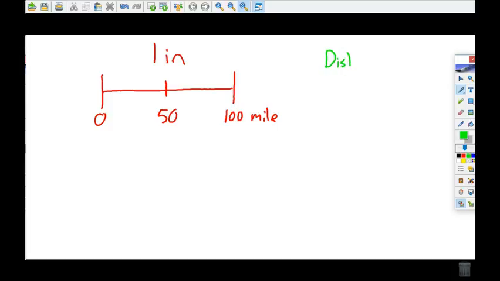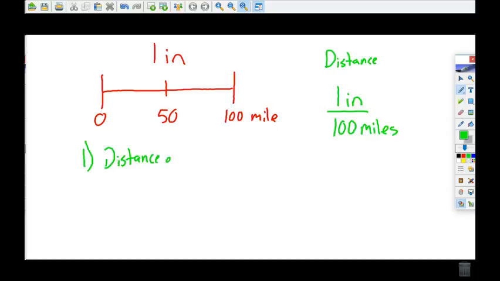Now, how do we represent that distance? Well, it turns out that we can use our old friend ratio. And the ratio that we're going to use is 1 inch to 100 miles. Now, you're probably asking yourself, what the heck does this have to do with finding distances on a map? Well, if we take a look at, for example, number 1, we want to write a proportion to find the number of miles from Boston to Philadelphia, if the distance, rather, measures 3.08 inches on the map.